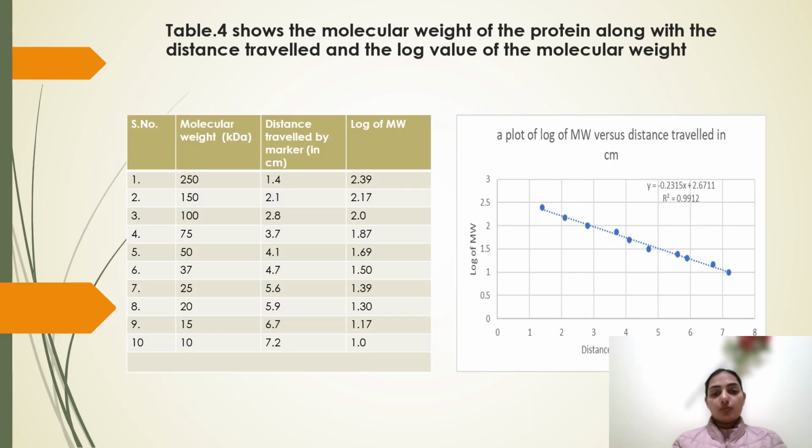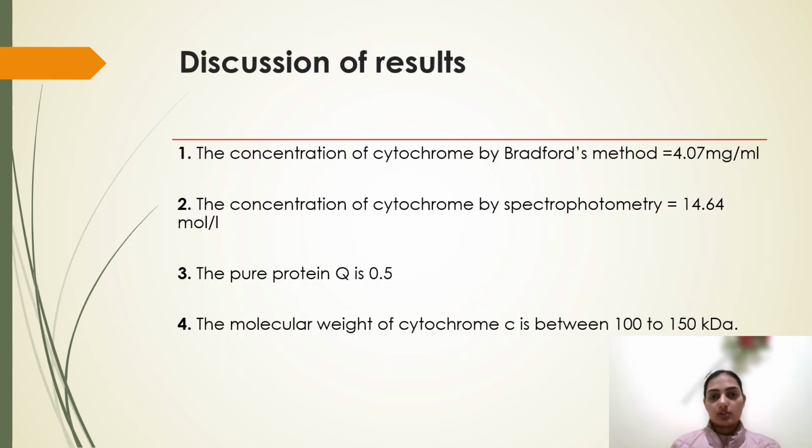Table number 4 shows the molecular weight of the protein along with the distance traveled and the log value of the molecular weight. A graph is plotted between the log value of molecular weight and the distance traveled in centimeters. It is a straight line graph, and this is used to calculate the molecular weight of our extracted cytochrome C. Now moving to the discussion part.